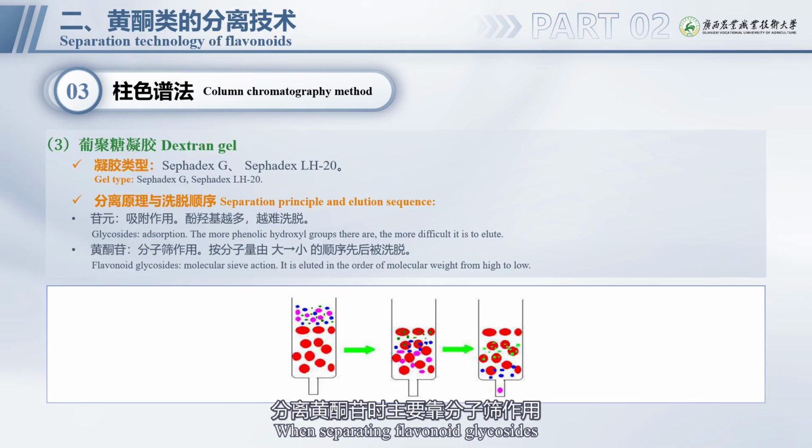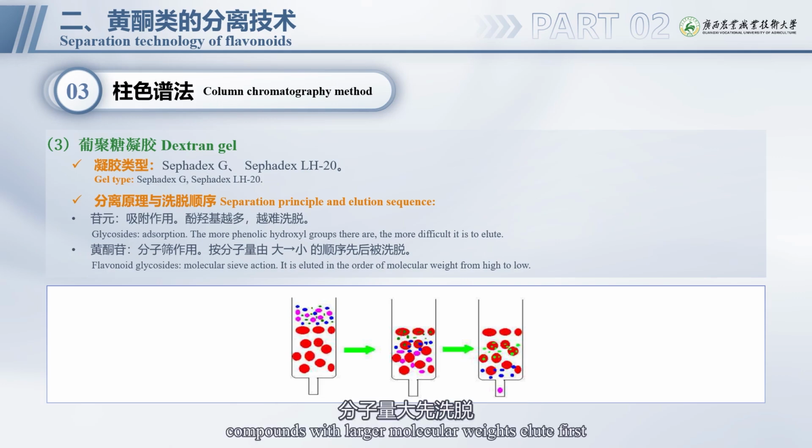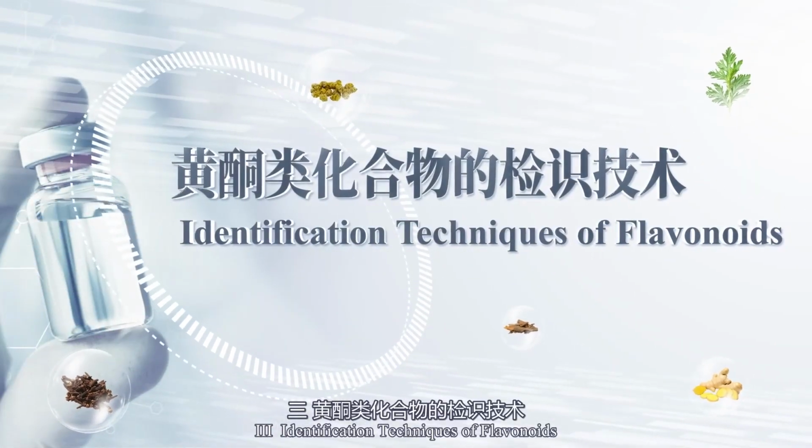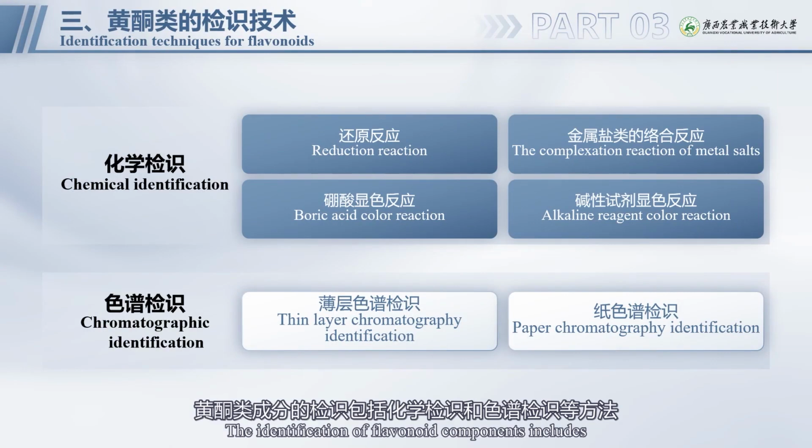When separating flavonoid glycosides, molecular sieving is the main mechanism. Compounds with larger molecular weight elute first. Third, identification techniques of flavonoids. The identification of flavonoid components includes chemical identification and chromatographic identification methods.